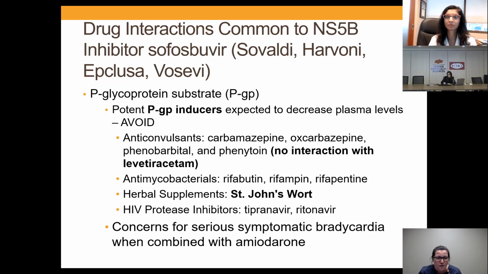So some of the more common drug interactions that we see involve the P-glycoprotein substrate. And so we really want to avoid ones that are inducers of this. And that includes all anticonvulsants except for Keppra. So if a patient is on seizure medications, right now the only option for medication is Keppra with the hepatitis C medications that have sofosbuvir in them. Other things that we know are pretty common inducers of the PGP system are rifabutin, rifampin, and rifapentine.